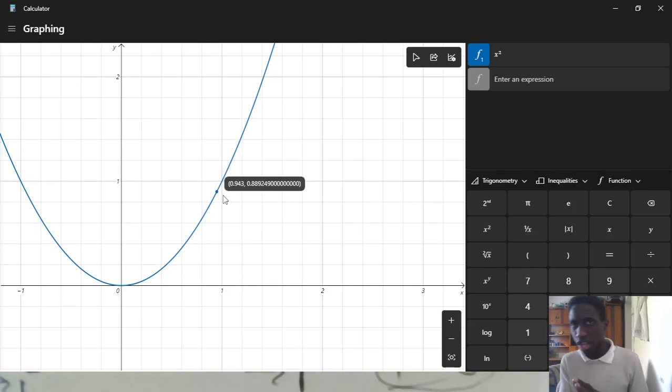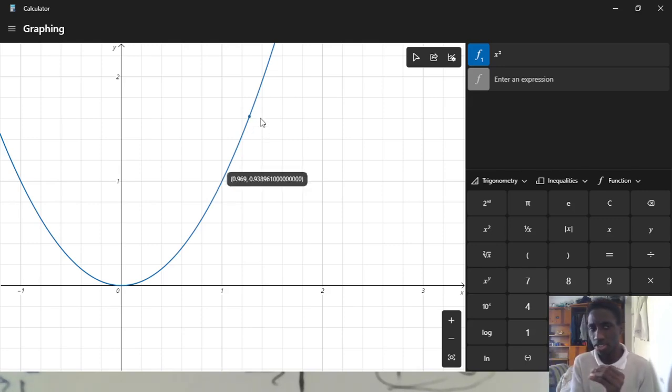I'm approaching 1 from the left, and my values of f of x are approaching 1. So that's the concept of a one-sided limit. You're only approaching 1 from one side. You're not looking at both sides now.